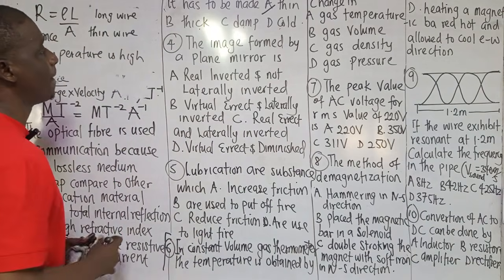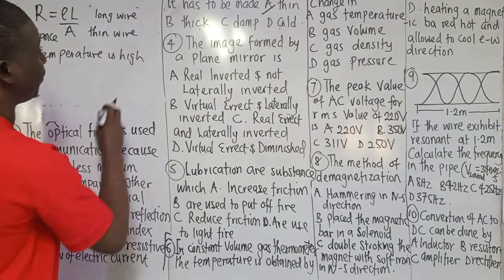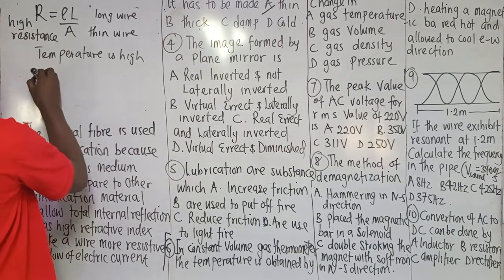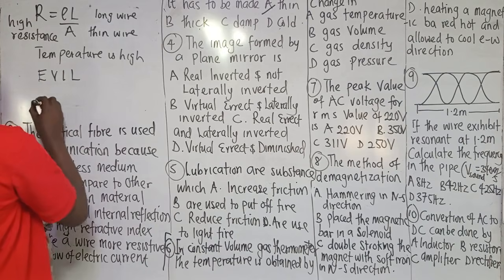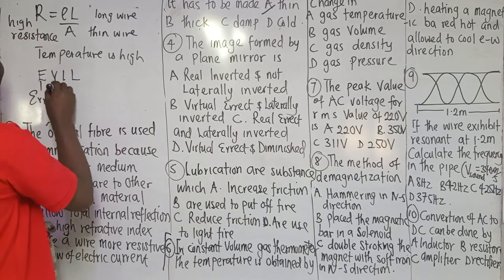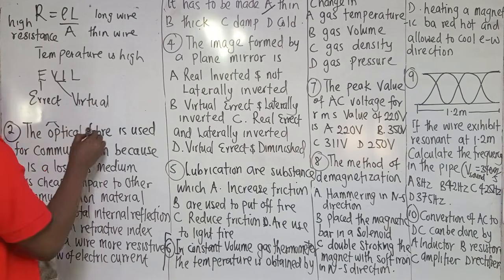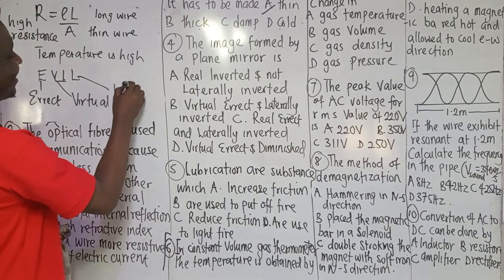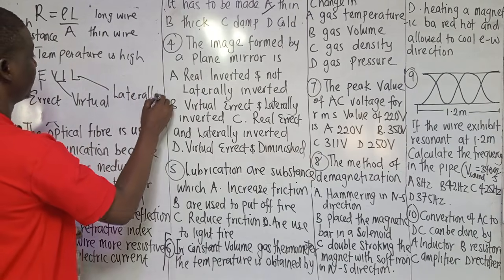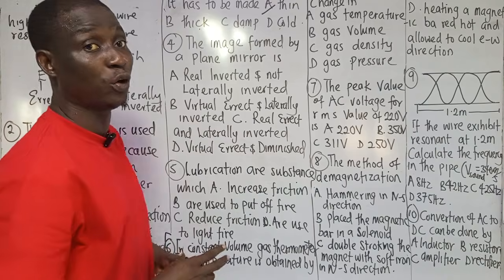The image formed by a plane mirror. The image formed by a plane mirror is what? EVI. I call it EVI because E means erect, VI means virtual. See the shortcut. Then L is laterally inverted.